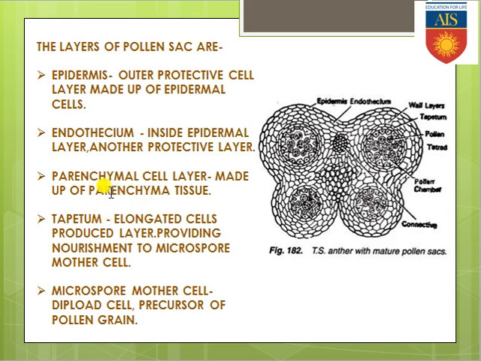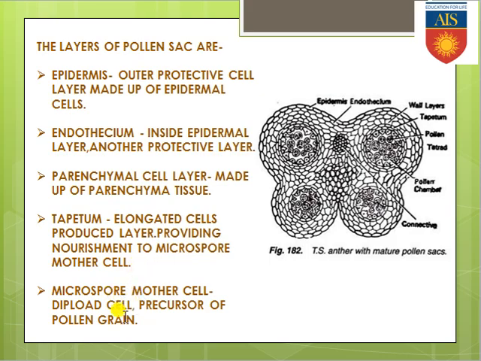Next, tapetum. Inside the parenchymal cell layer, if you enter, you will see another layer that is commonly known as tapetum. Keep it in your mind, this tapetum is made up of elongated cells. These specific cells are elongated in shape, and they are present there for providing nourishment to the microspore mother cell. What is the microspore mother cell? The microspore mother cell is a precursor of the microspore or the pollen grain. These cells are present centrally in each and every pollen sac, and for providing nourishment to the microspore mother cell, the tapetum is present surrounding them, and each and every cell of the tapetum is elongated.